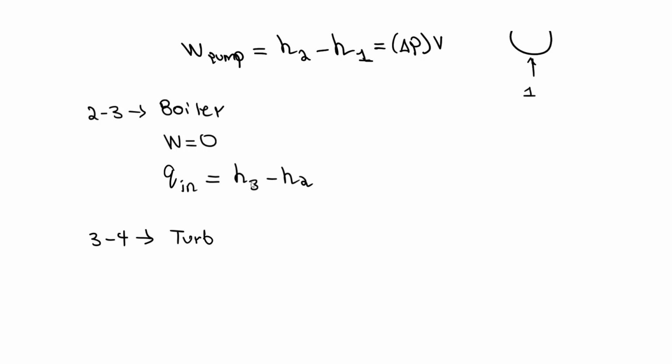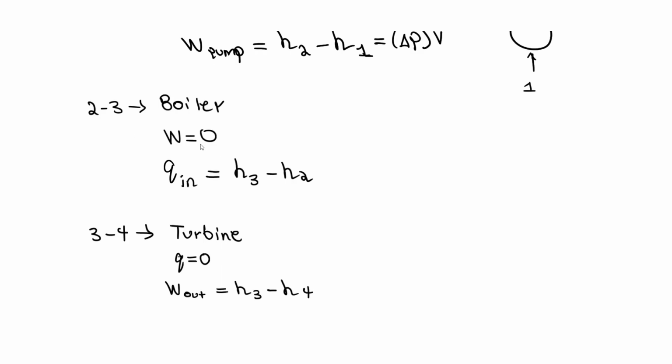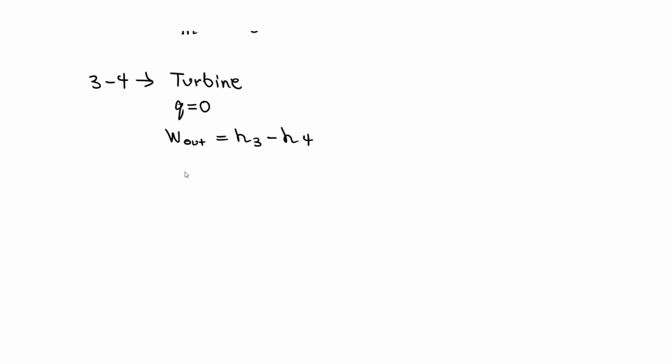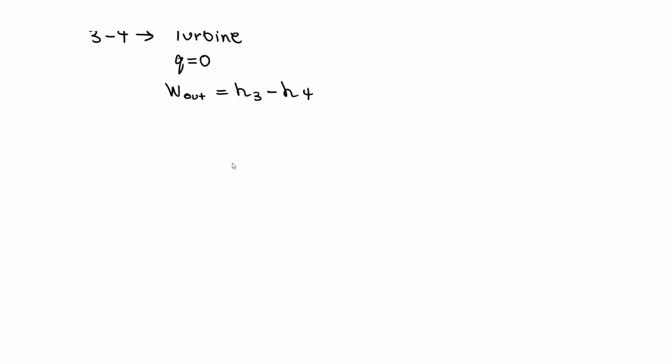And now from 3 to 4, the turbine, we know Q equals 0. It's adiabatic. And we know the work out is going to equal the change in enthalpy. So what's happening here is you're essentially applying the first law of thermodynamics to each system, but these are the final steps for each system simplified. So you just have to know these. If you're given any FE type question, you'll be able to solve these for a Rankine cycle.